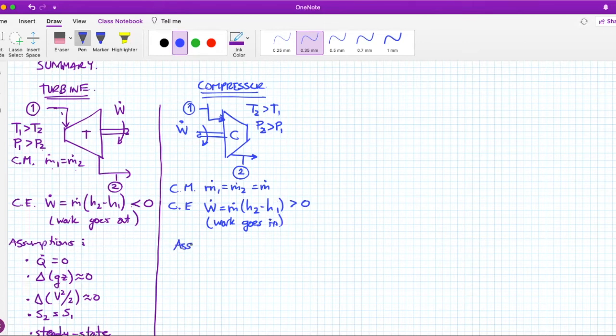Now, my assumptions here are these ones. This is adiabatic. Well, not all the time, but as a general rule, you can say that these are adiabatic. Changes in potential energy and changes in kinetic energy are around zero, you don't care too much about them. You can say that this is isentropic and of course steady state.